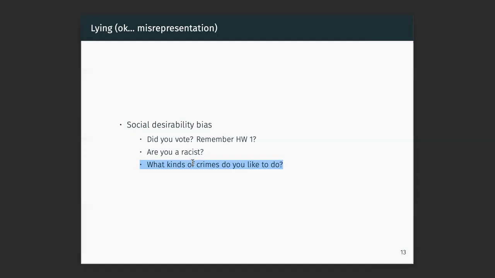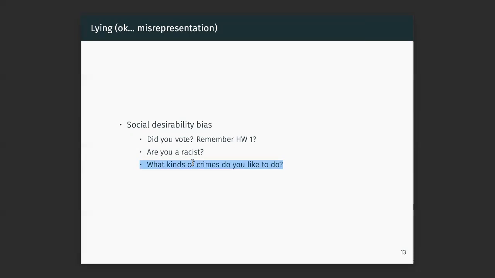That idea of social desirability bias in particular is when, for example, a survey taker believes that someone they're interacting with will view them favorably or unfavorably based on their response to a question.